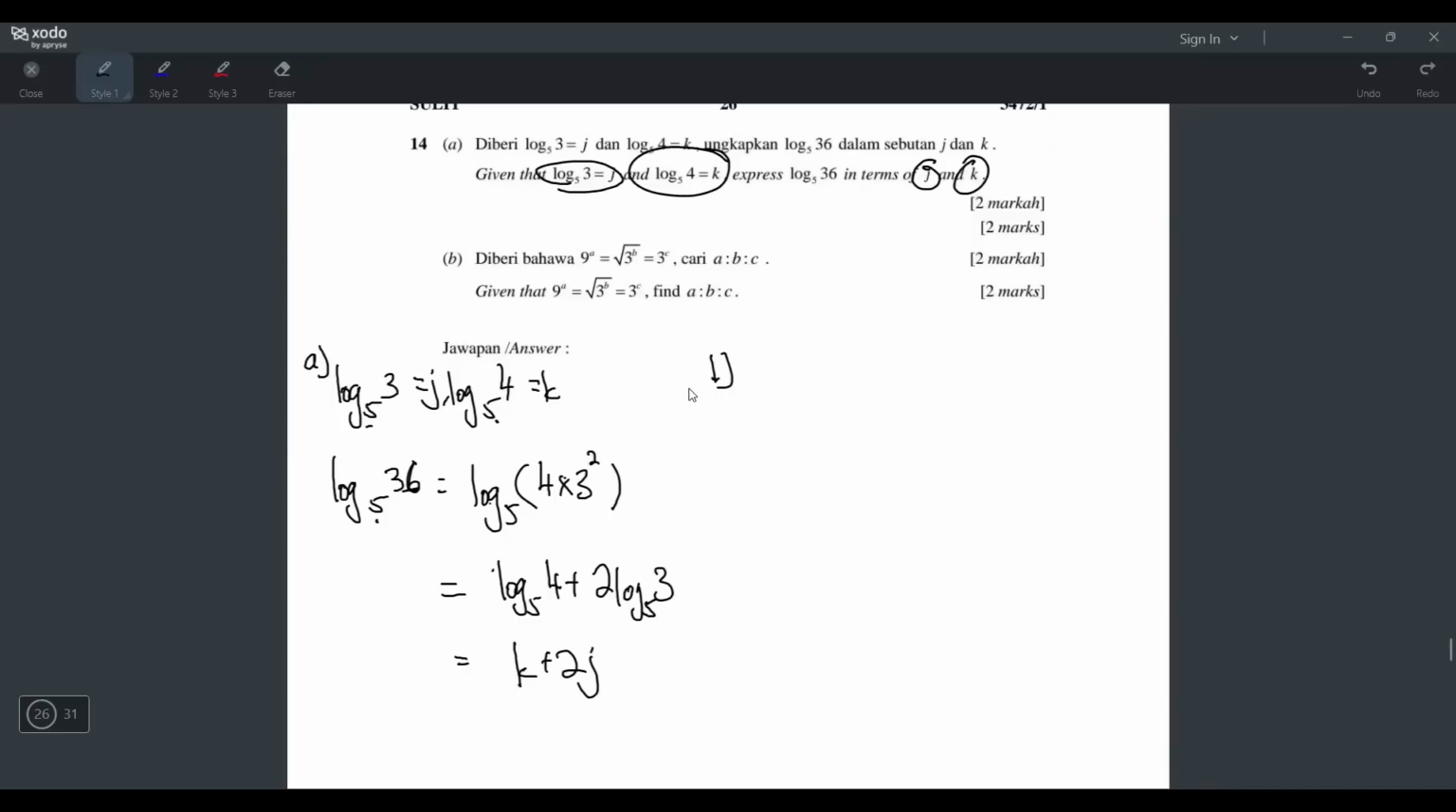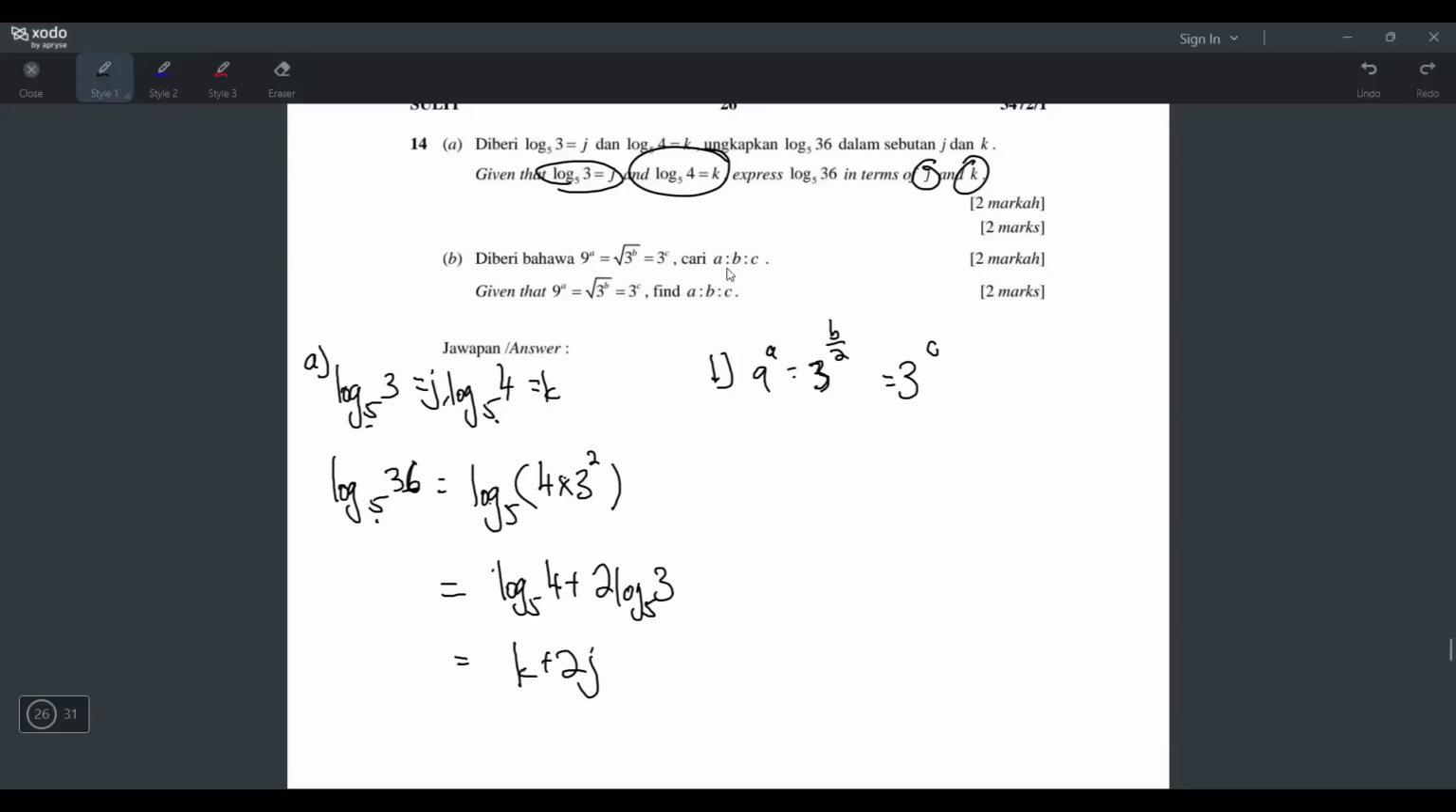Okay, let's do B now. B says, given that this one equals this, find A ratio B ratio C. Okay, this type of question, find A ratio B ratio C. Let's look at the soalan. 9 power A equals 3. The square root I will immediately change to power 1 over 2. So it becomes B power 1 over 2, and then equals 3 power C. But we can write this differently, because when you have the power side by side like this, you can take the power times. So you're left with B over 2.